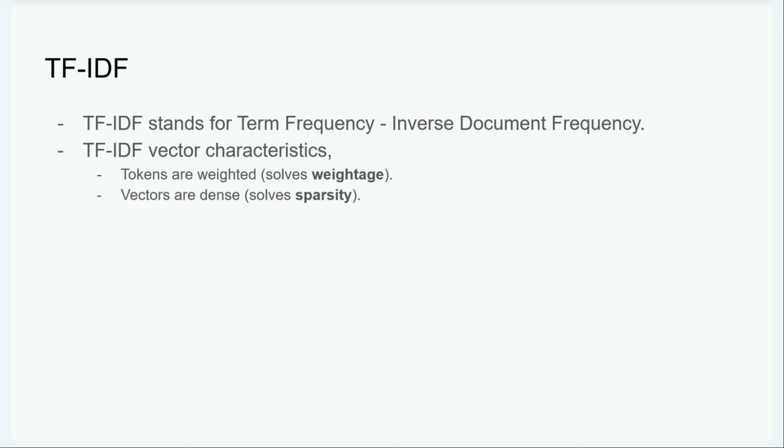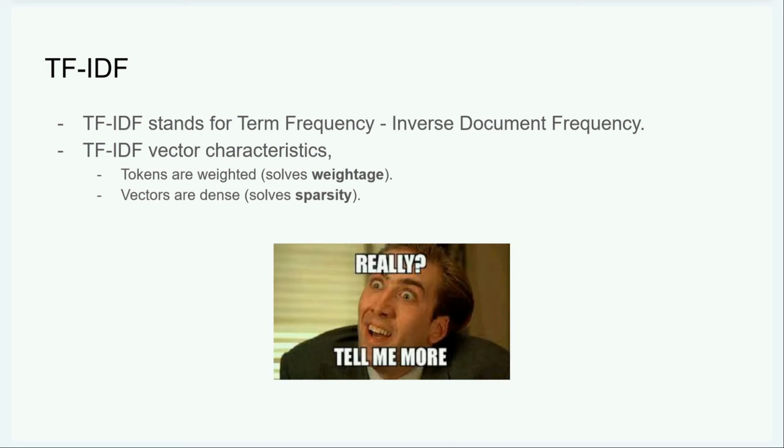The first one is that the tokens that come out of TF-IDF have weightage. In one hot encoding, we saw that every token had the same weight, and if it was present, it would have a weight of 1. If it was absent, the weight would be 0. This is the first problem that we faced in one hot encoding. The second problem is that the vectors were sparse. With TF-IDF, we also solve this problem of sparsity. Now we don't solve this right away, but I'll tell you how this will happen.